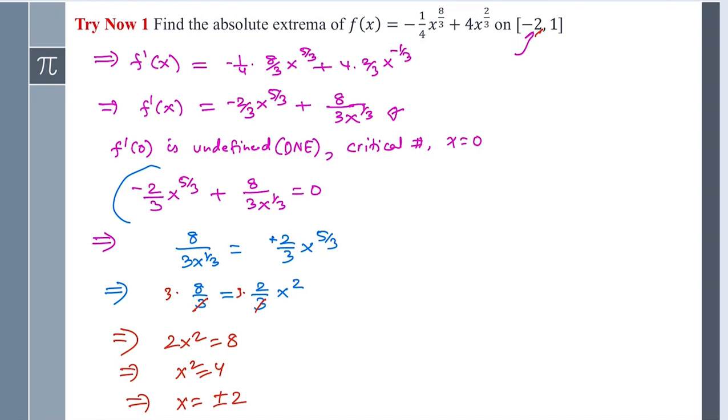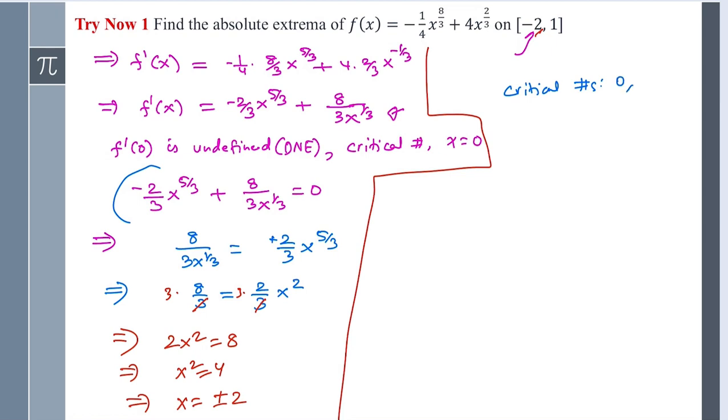Okay, so basically our critical numbers are, let me write them down here. Just 0. Actually, negative 2 is the endpoint. We cannot take 2 because it's not in the interval. So the only critical number that we are going to consider for finding absolute max and min is just 0. And then we'll evaluate the function at the endpoints.